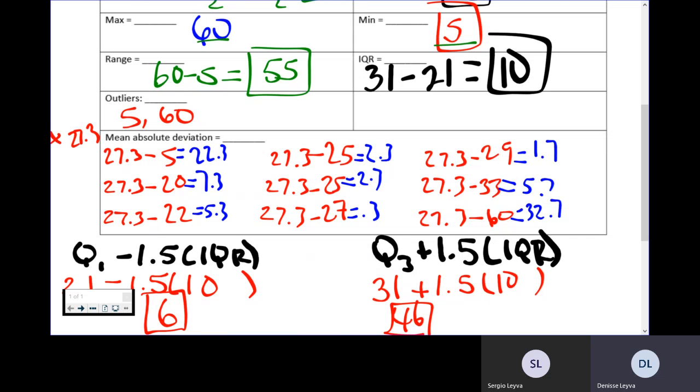32.7. So now what I'm going to do is I'm going to get all these numbers right here, and I'm going to add them.